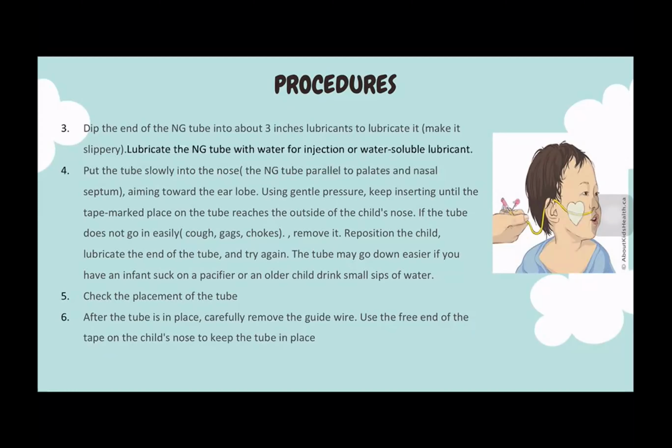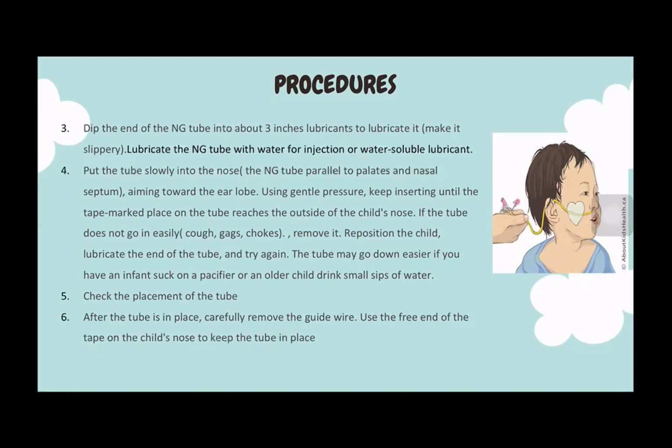the child's nose. If the tube does not go in easily, where the child might experience cough, gags, or chokes, the tube should be removed. Reposition the child, lubricate the end of the tube again, and try the procedure again. There is a tip where the tube may go down easier if you have the infant suck on a pacifier, or the older children drink small sips of water.